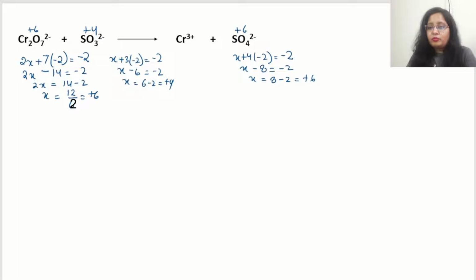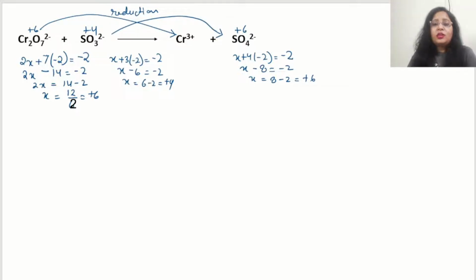So for chromium we will see plus 6 to plus 3. Chromium is turning from plus 6 to plus 3. That is, oxidation number is decreasing. So decrease means reduction. So this is our reduction. So we will say chromium is reducing. For sulfur, plus 4 to plus 6 here. So oxidation number increasing, that means oxidation. So we can say sulfur is being oxidized.